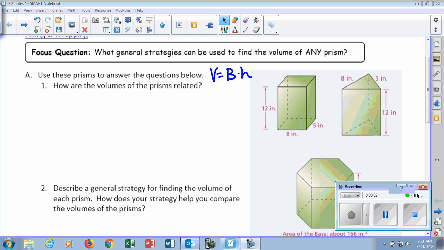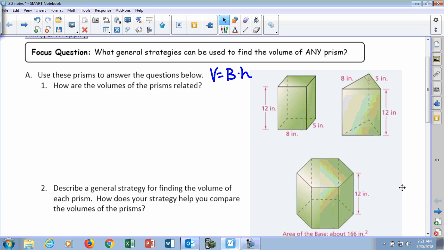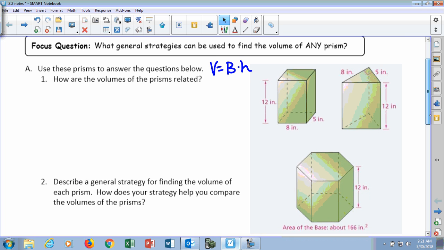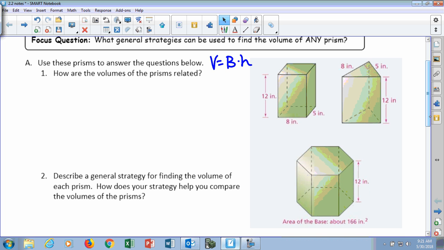All right. So in 2.1 it says, what general strategies can be used to find the volume of any prism? And we know what the volume is. It's base times the height, right? So for example, with this prism here, the first one on the left, right?